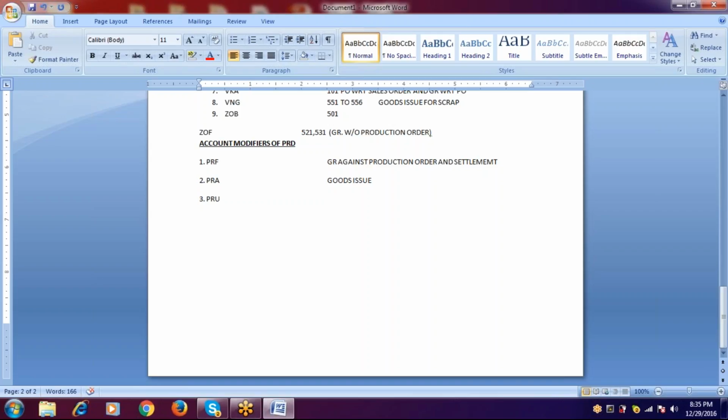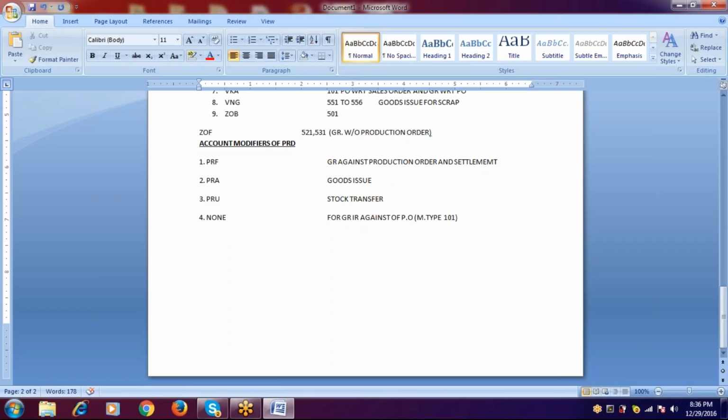PRU is for transfer posting, for stock transfer. So these are mostly the PRDs we are using. And one more is there, which is none. If you're not giving anything, that is for GR, IR against PO, which we generally call movement type 101.